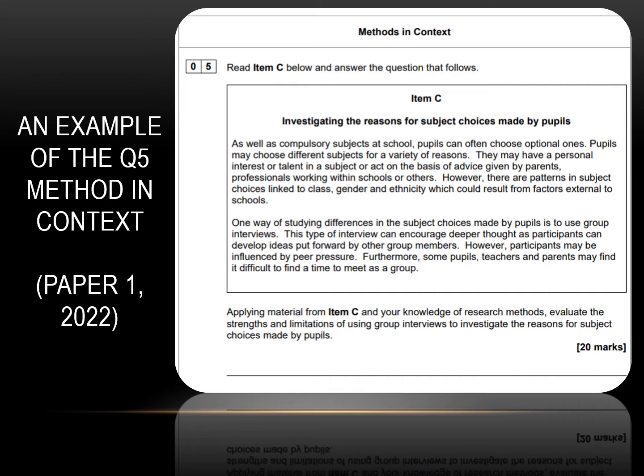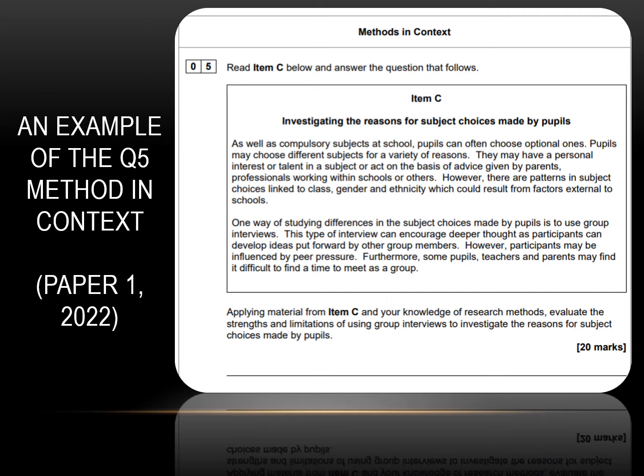So here is an example of question 5, methods in context. It is from Paper 1, from 2022, and it is worth 20 marks. The question asks you to apply material from Item C and your knowledge of research methods to evaluate the strengths and limitations of using group interviews to investigate the reasons for subject choices made by pupils.